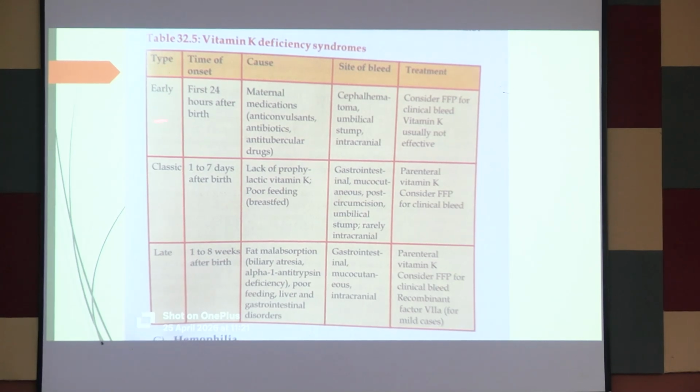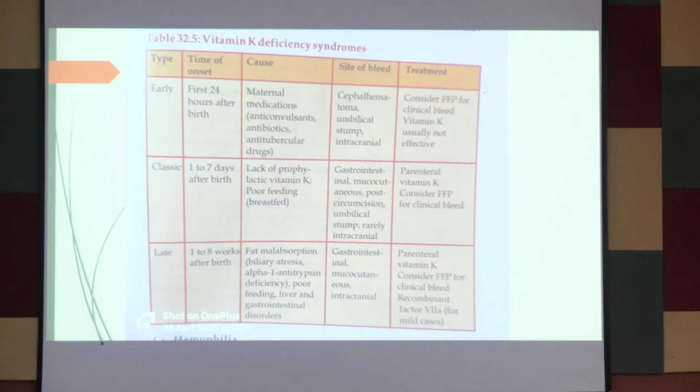Now, site of bleeding. Site of bleeding in early HDN: cephalhematoma, umbilical stump bleeding and intracranial hemorrhage. In classic HDN, the site of bleeding will be gastrointestinal, mucocutaneous and post-circumcision bleeding or umbilical stump bleeding. Intracranial hemorrhage is rare in classic HDN. It is common in early or late HDN. In late HDN, site of bleeding: gastrointestinal, mucocutaneous or intracranial hemorrhage.